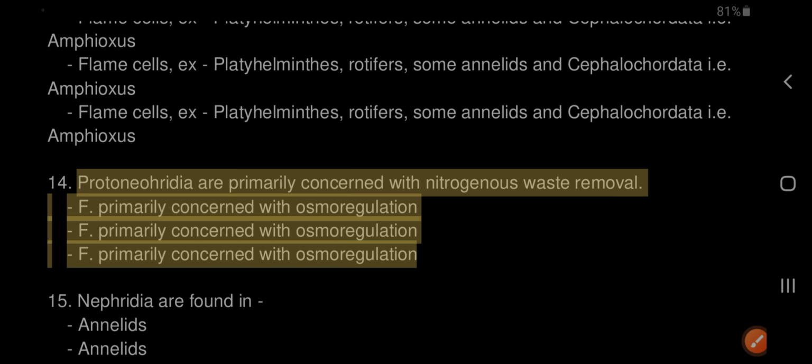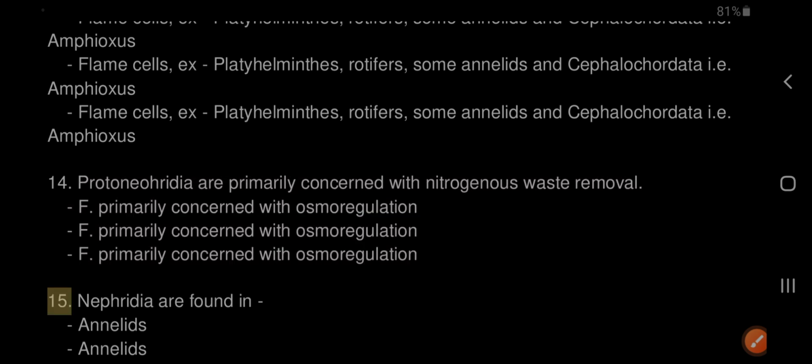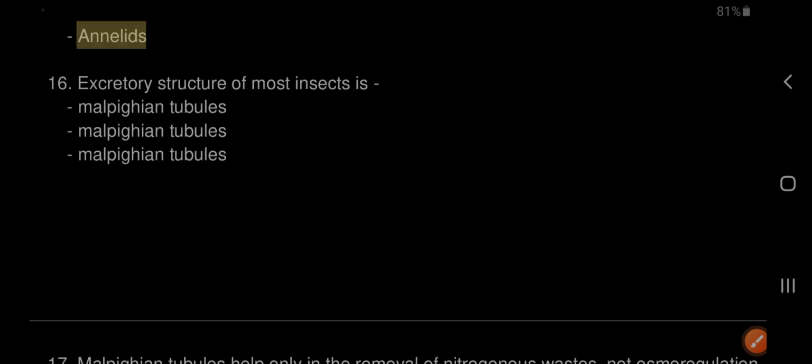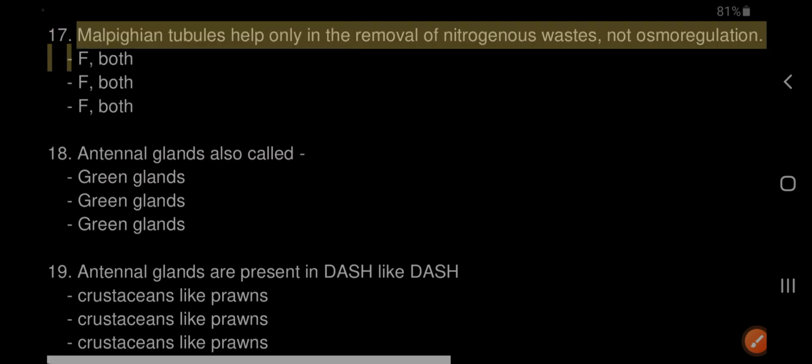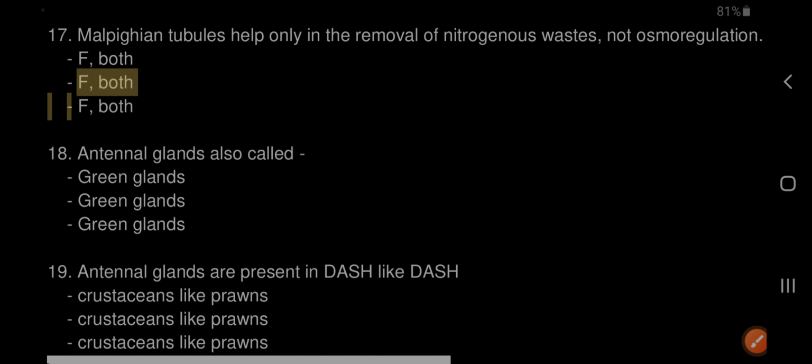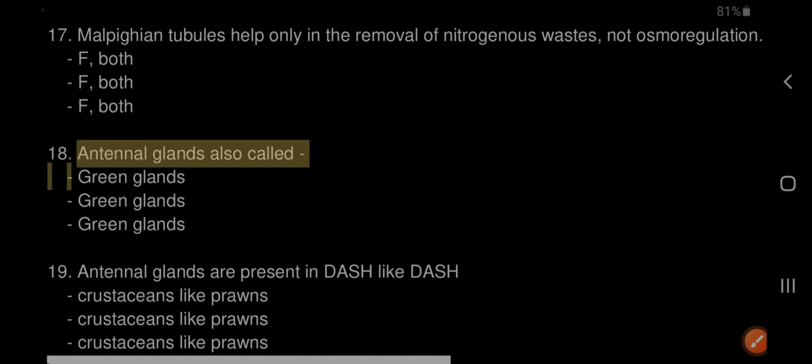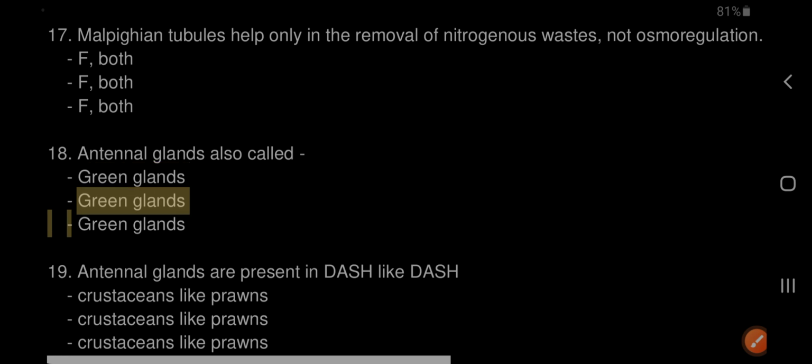15. Nephridia are found in annelids. 16. Excretory structure of most insects is Malpighian tubules. 17. Malpighian tubules help only in the removal of nitrogenous wastes, not osmoregulation. False. Both. 18. Antennal glands are also called green glands.